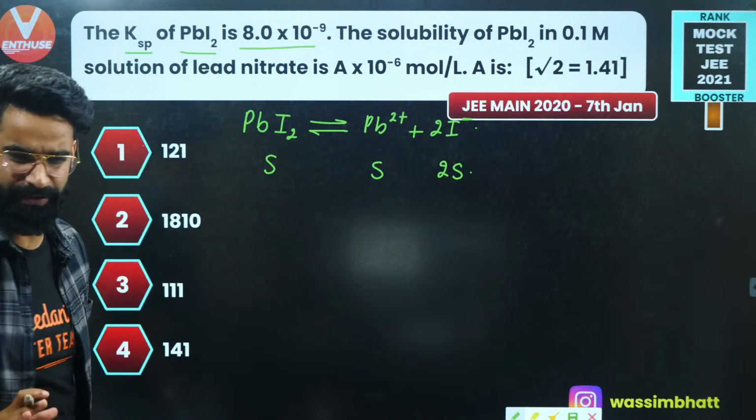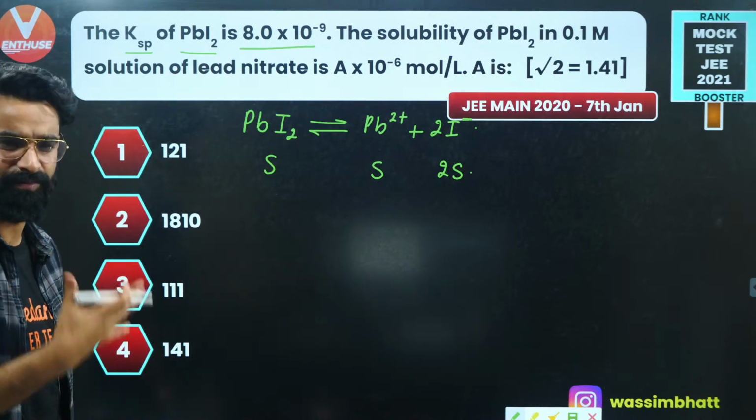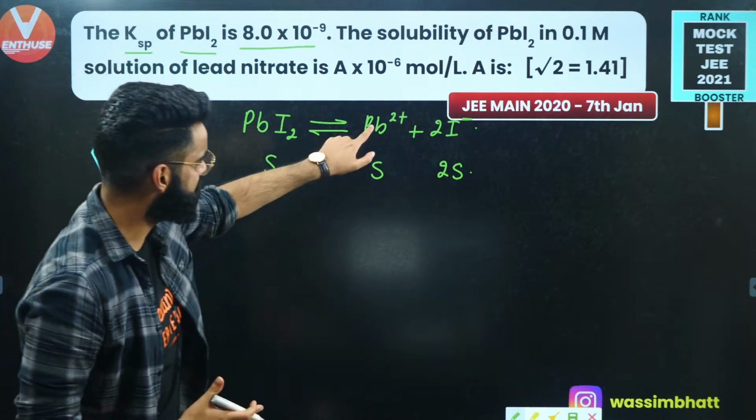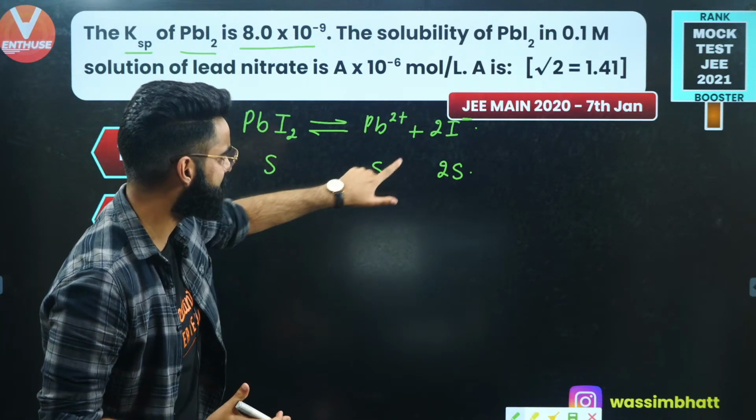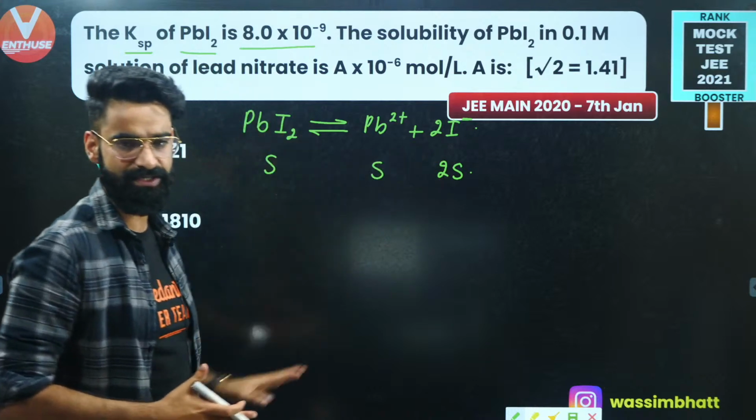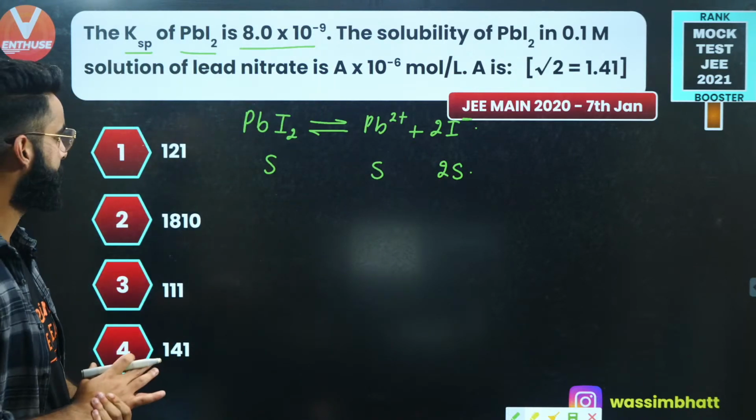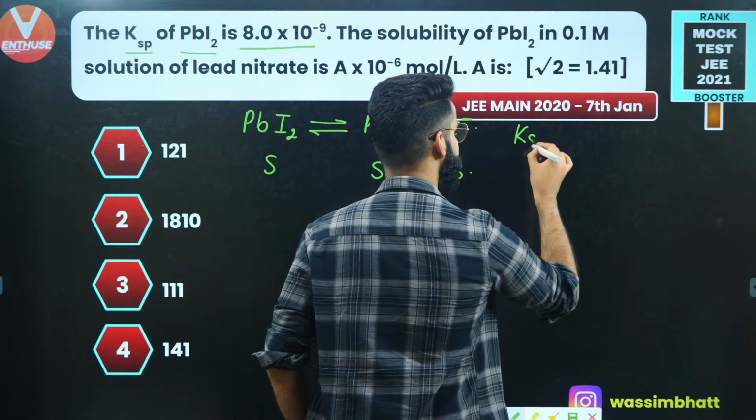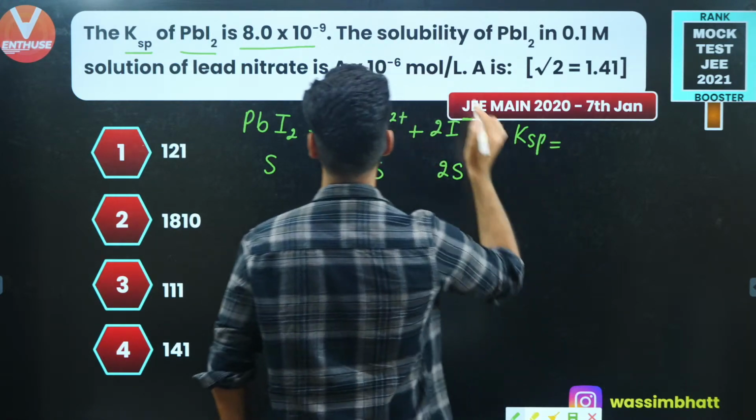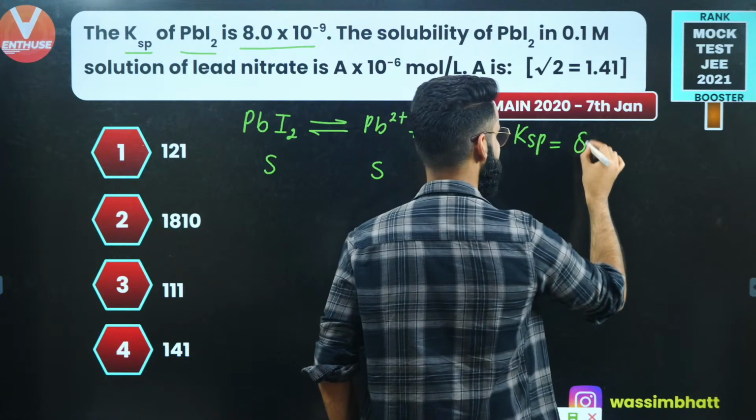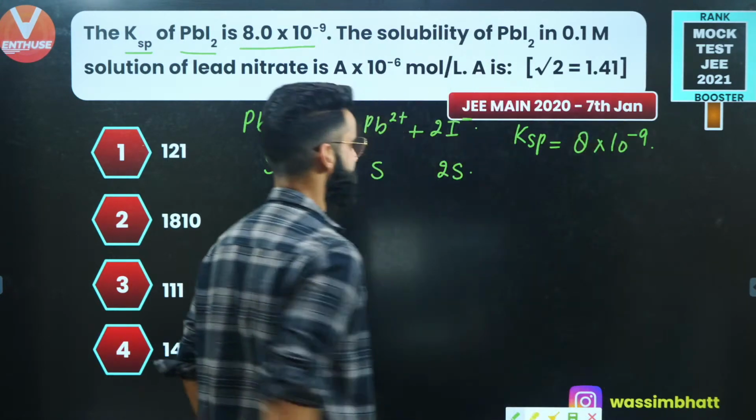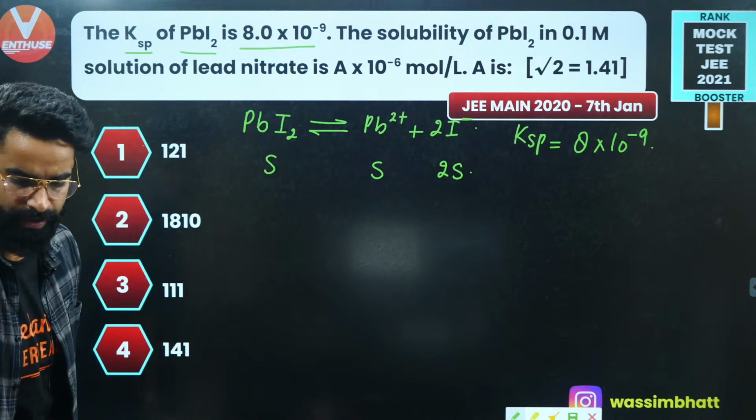This is something which you all must be knowing, the way we used to write the solubility product, right? Let's assume the solubility of PbI2 is S, so the concentration of Pb2+ is going to be S and the concentration of I- is going to be 2S, point number 1. Point number 2, we are given the KSP value of this PbI2 as 8 multiplied by 10 raised to the power minus 9, okay? This is the KSP value which is given to me.